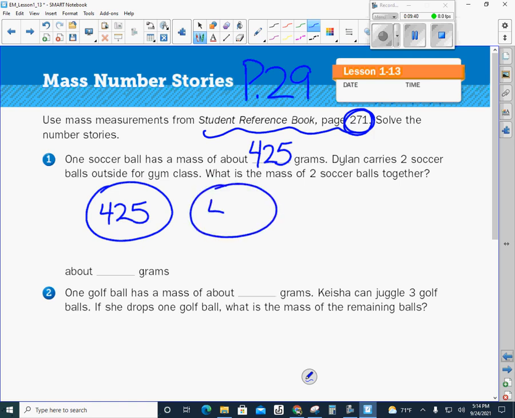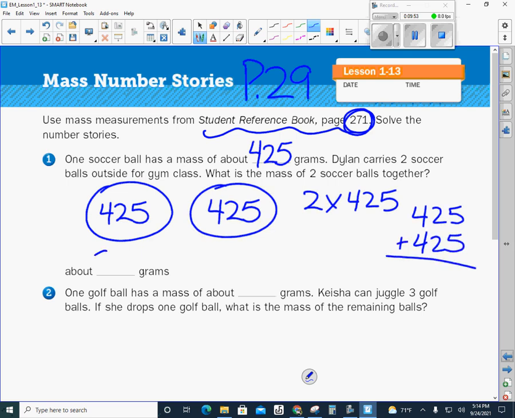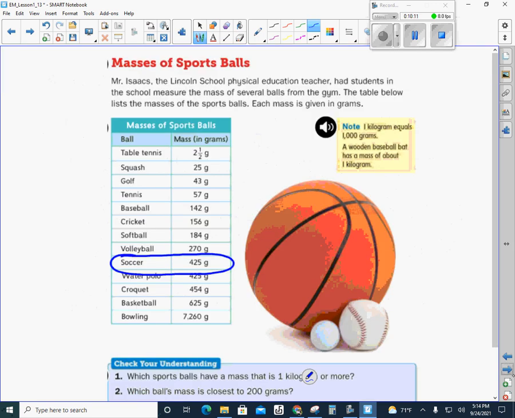All right, if he has 2 soccer balls, I have 2 times 425, or I just add 425 together 2 times, and I should get 850 grams. All right, the next one says one golf ball has a mass of about blank grams. Again, before I realized this was in our student reference book, I just Googled it. But here's our student reference book, and here's our golf ball, and it's about 43 grams.